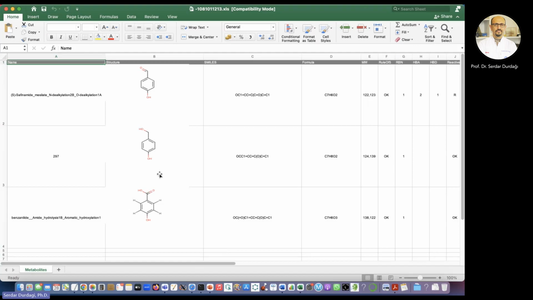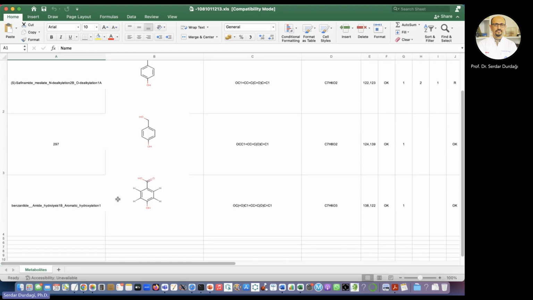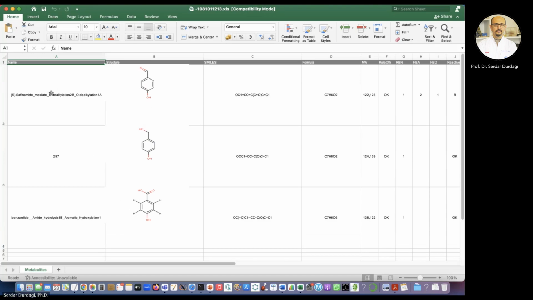Yeah. So these are the molecules, and these are the metabolites that are created. By these metabolites, you can get an idea about whether they still show some activity.